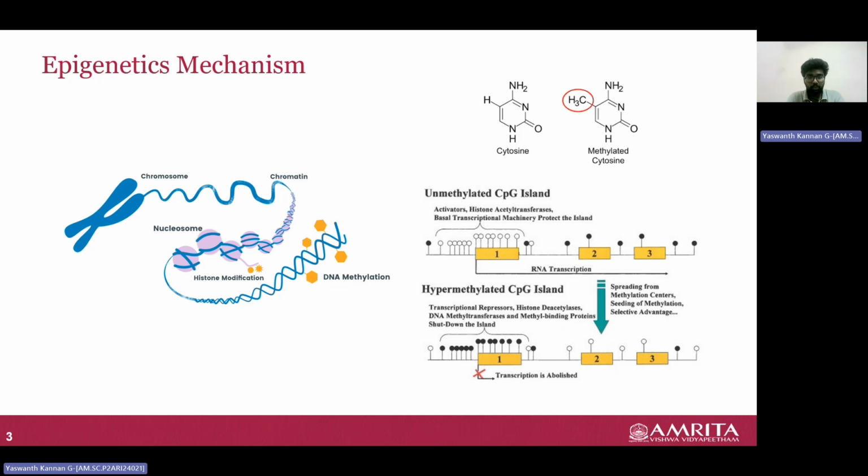When this methyl group is added, it can block transcription factors from binding and cause the DNA structure to become more condensed, in the sense that it becomes more tight. As a result, the gene becomes inactive or silenced. In a normal cell, this mechanism helps to control gene expression properly.